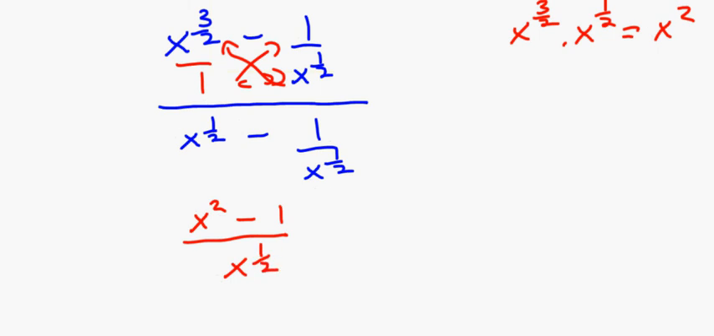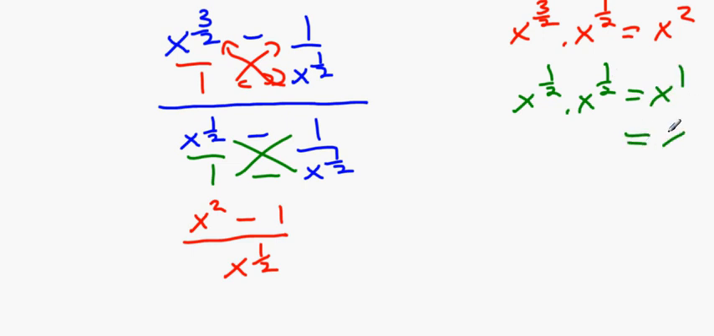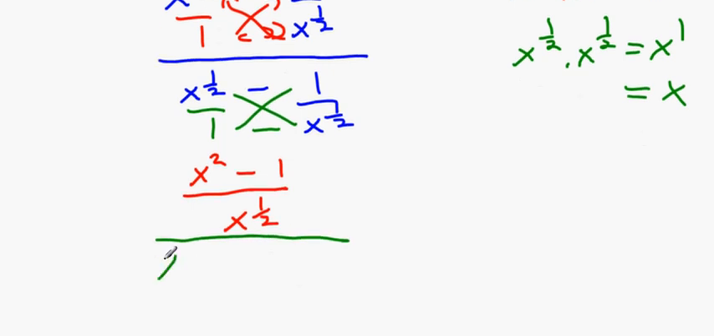On the bottom we're also going to have 3 lines, 1, 2, 3. And we're going to have x to the power of a half by x to the power of a half equals x to the power 1, or x. So the first line results in x. The second line results in minus 1. The third line here results in x to the power of a half.